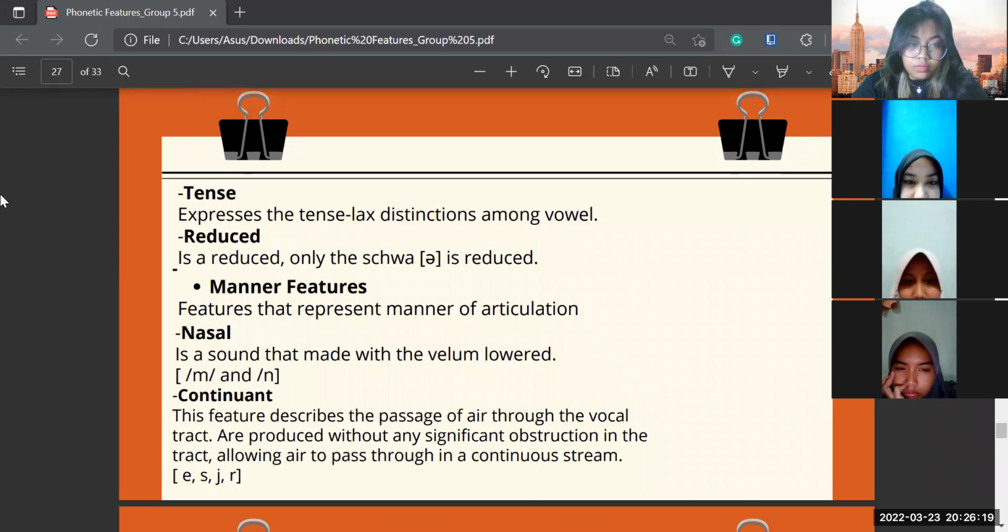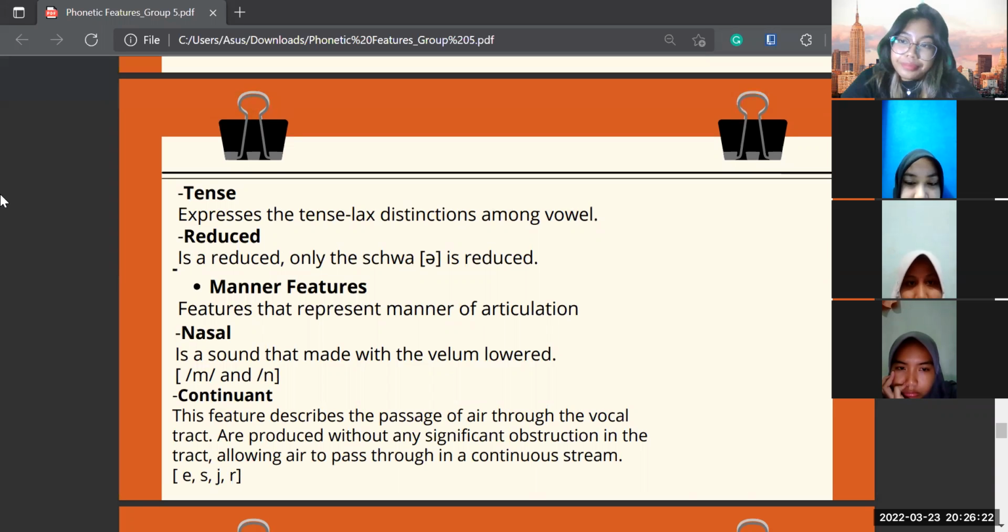Next, please. The next is tense, which expresses the tense-lax distinction among vowels. And the next is reduced. Only the schwa is reduced. So, next are minor features. Minor features are features that represent minor articulations. It consists of nasal, a sound that is made with the velum lowered. For example, M and N.